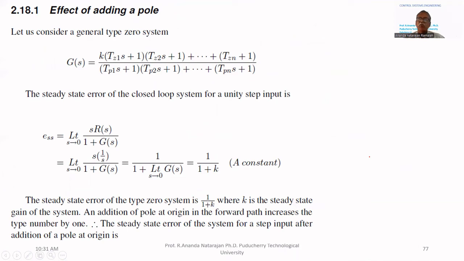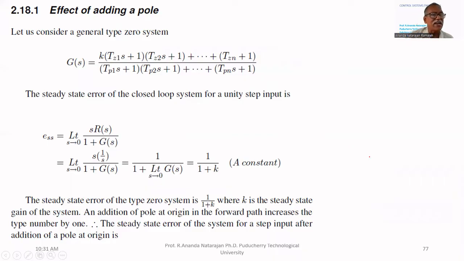Effect of adding a pole. Now we have seen the effect of adding a zero. If you add a pole, what will happen to the order of the system?